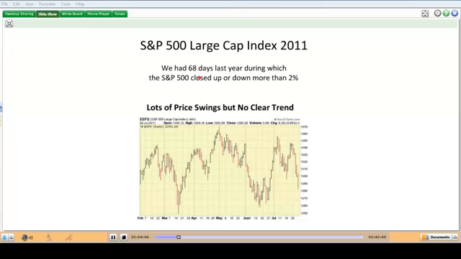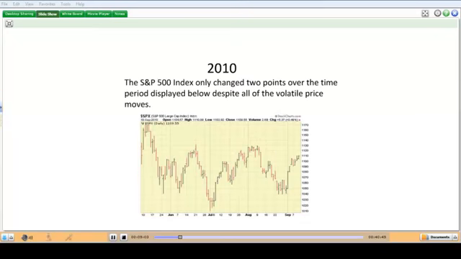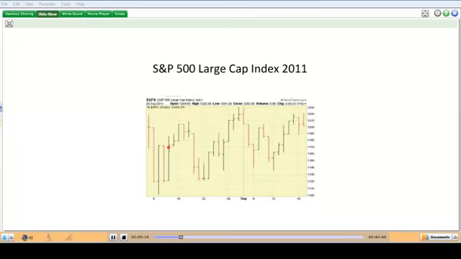That's almost 25%, 1/4 of all the trading days that year. So that's a lot of price volatility. So again, you can see this price volatility and virtually no change in the index. Here's a snapshot 2010. Again, you see the price volatility, virtually no change in the index. Here's 2011. Again, volatile price swings, no change in the index.